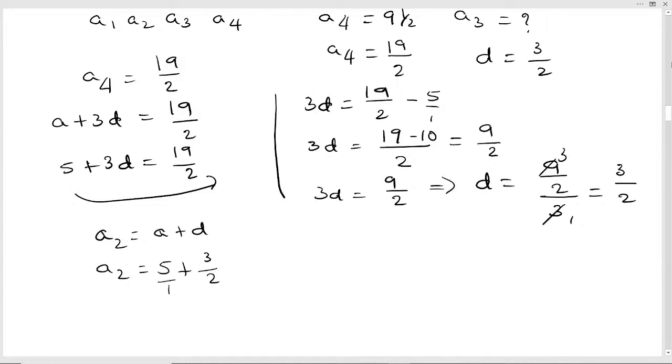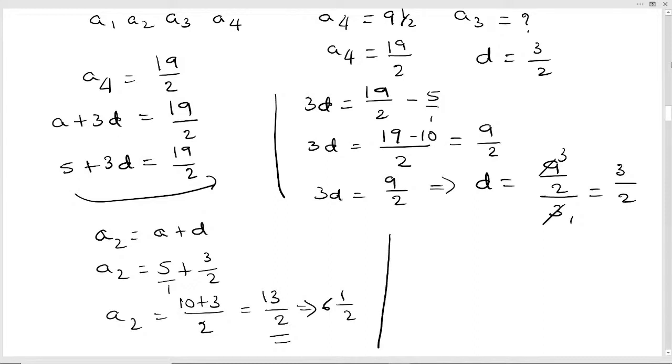So nothing is there means 1 will be there. Again take the LCM, so the LCM will be 2. So 1 2s are 2, 2 5s are 10 plus 2 1s are 2, 1 3s are 3. So therefore it's 13 by 2. Now this is the second term, and this can also be written in the form of 6 1 by 2. I have converted this to a mixed fraction. So therefore the second term will be 6 1 by 2 or 13 by 2. Now this is the answer, and we have found the second term.